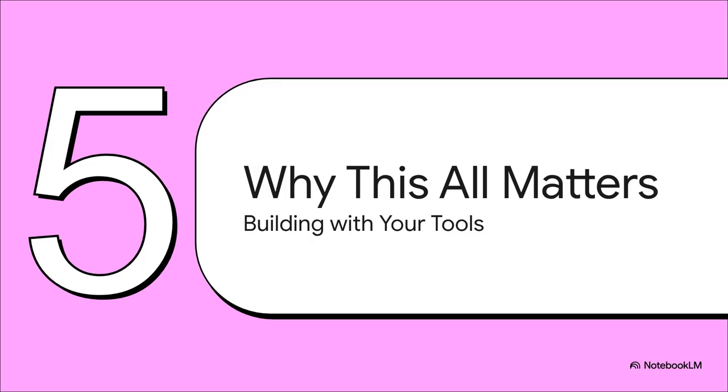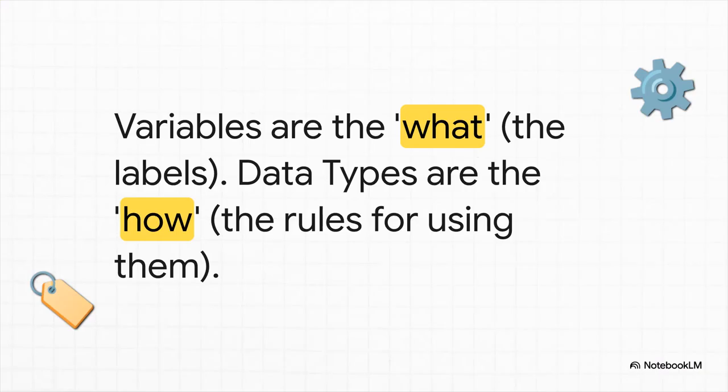So we've covered variables and we've covered data types. But why does any of this really matter? Why is it so important to get both of these ideas? Well, it's because they work together. They are the absolute foundation of everything you're ever going to build. Look, if you remember one thing from all this, make it this. Variables are the what, they're the labels for your information, and data types are the how, they're the rules for what you can actually do with that information. You really can't write any meaningful code without both of them working together.